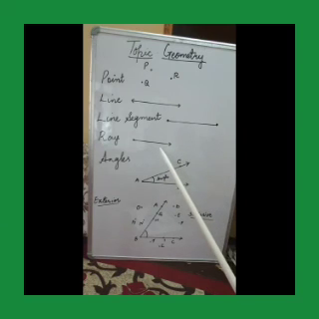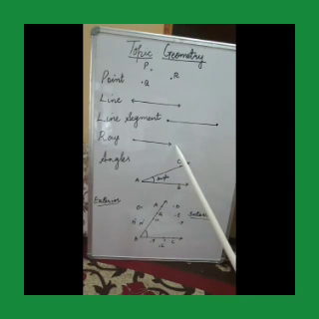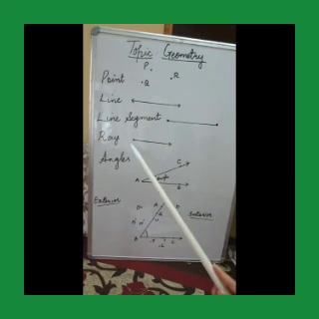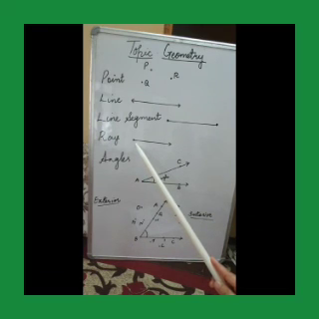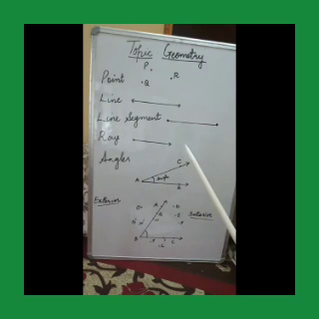Then comes ray. A ray is a part of a line that has one end point and can be extended in the other direction indefinitely. The fixed end point is called the initial point of the ray. The length of the ray cannot be measured. The sun rays can be compared with rays in geometry.